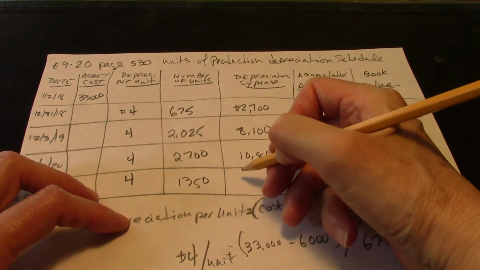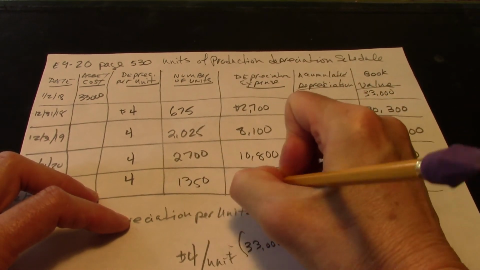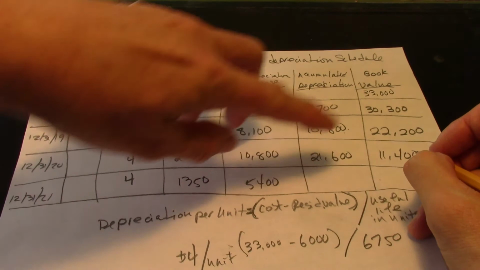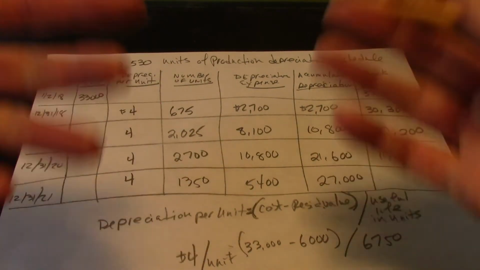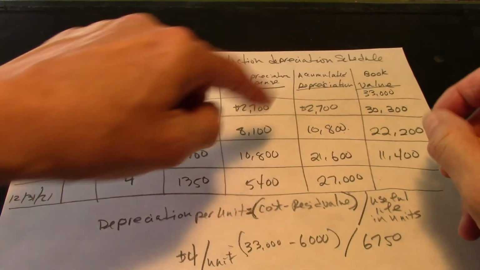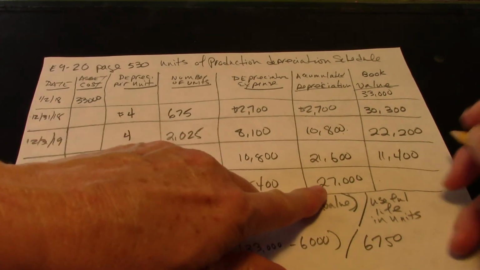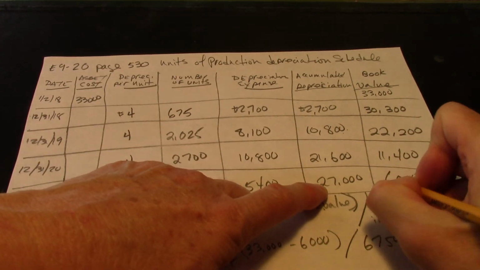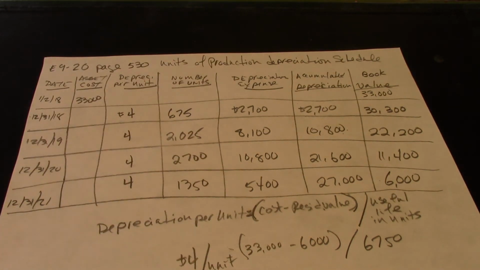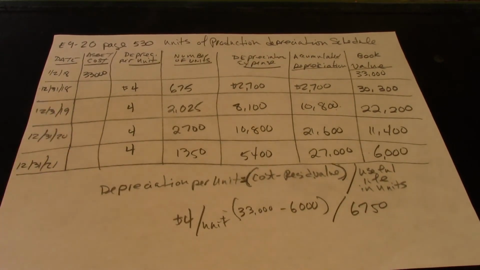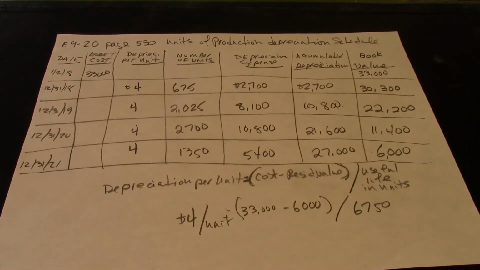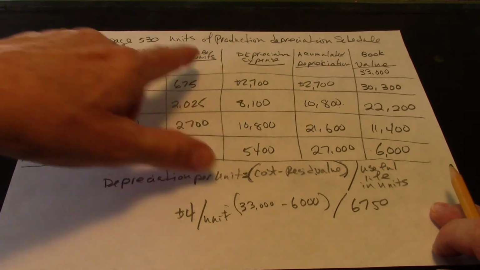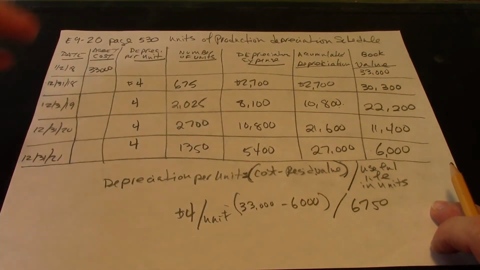4 times 1,350 is equal to 5,400. 21,600 plus 5,400 is 27,000. We've used our machine all up. 33,000 minus 27,000 leaves me 6,000, which is my residual value. So I've used that machine up. We're done depreciating it. Okay, so if you were given depreciation per unit and you knew the number of units, you could calculate a year, right?